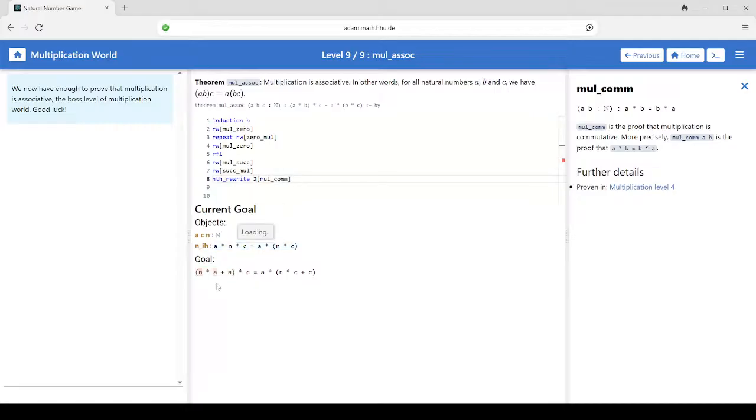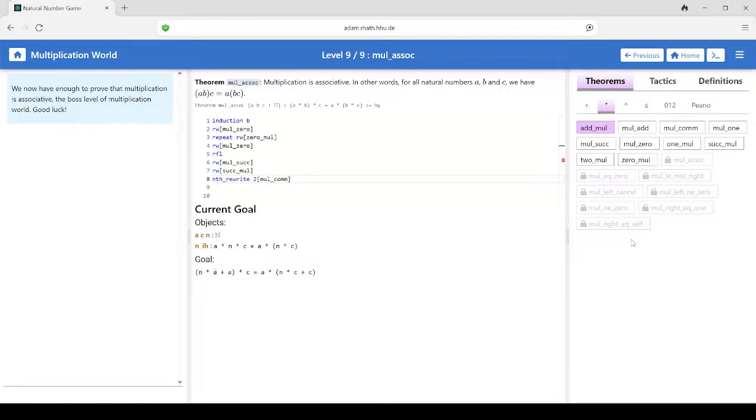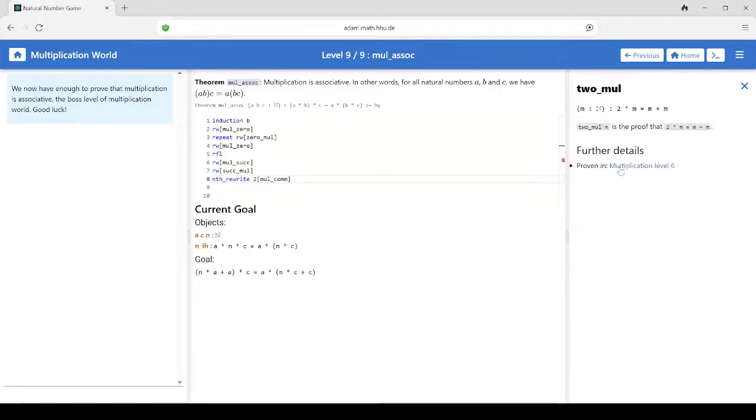There we go. Now we have n times a plus a. Oh, and over here already we have n times c plus c. Wait, we might be getting somewhere. I can use multiply. Something plus something is always going to be 2 times something. I can use the backwards arrow to get that.